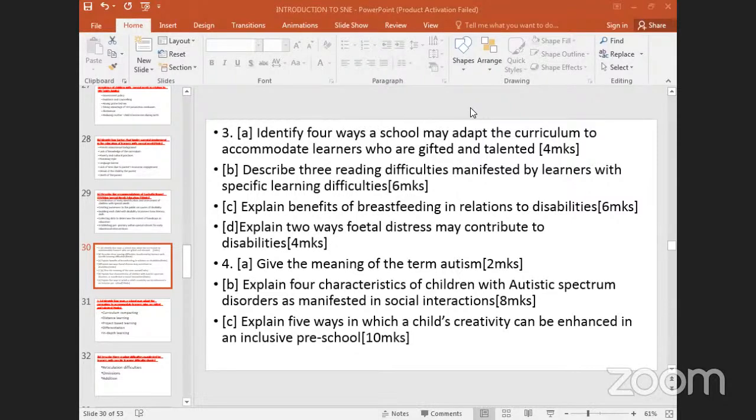As we are discussing, remember we are targeting specifically learners who are gifted and talented, and we assume they are in an inclusive class.